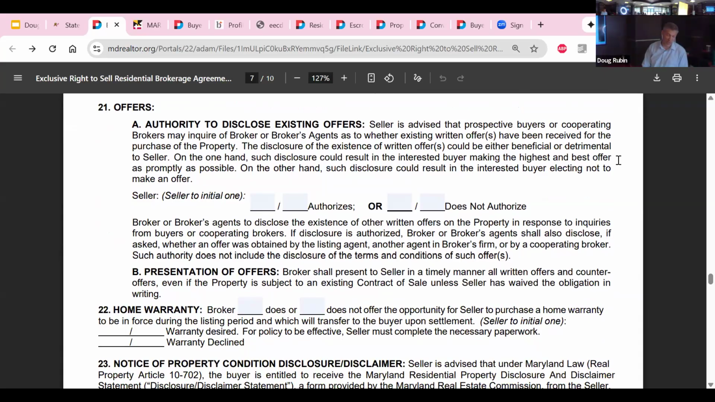Okay, paragraph 21. Are we given authority to disclose existing offers? There are a couple of different ways to handle this. It comes down to personal negotiation style. I like to at least get consent to share this information. My favorite words to say as a listing agent are best and final. I have received offers, send us your best and final. That's an extra arrow in my quiver to get the best possible deal for the seller. So I usually suggest they authorize that.